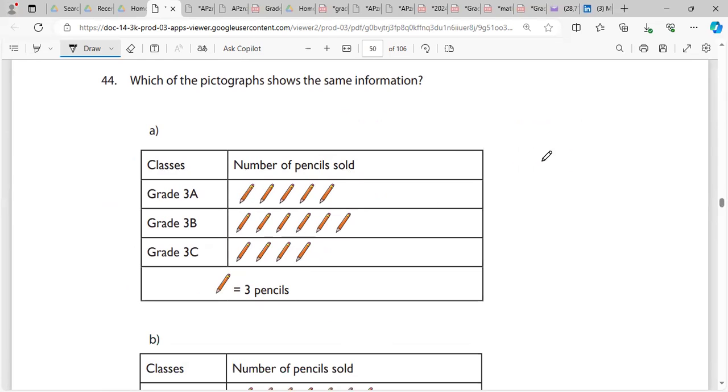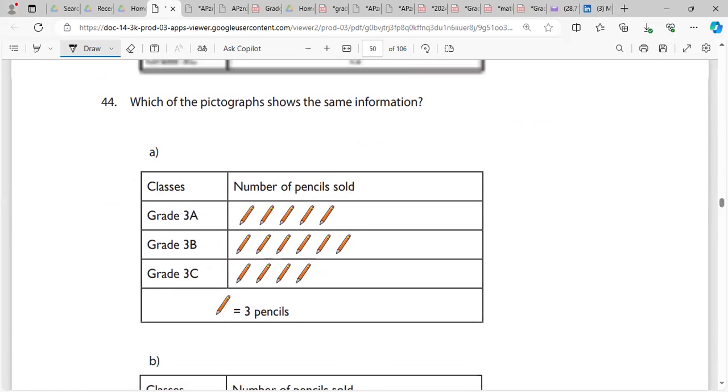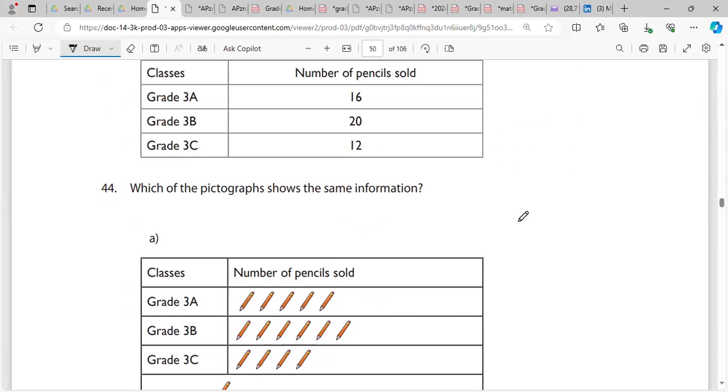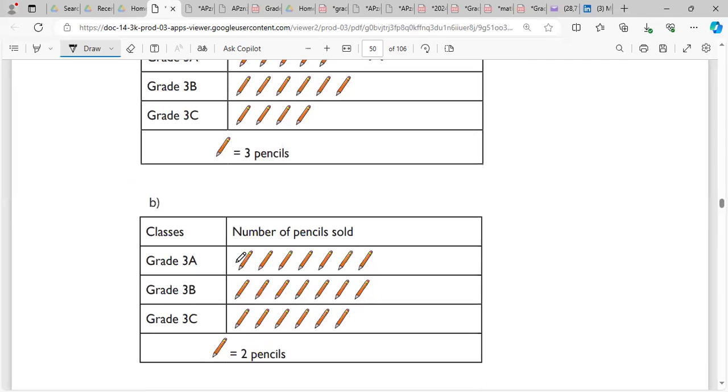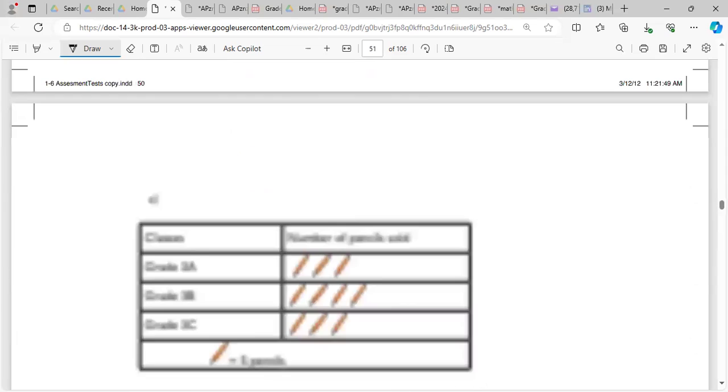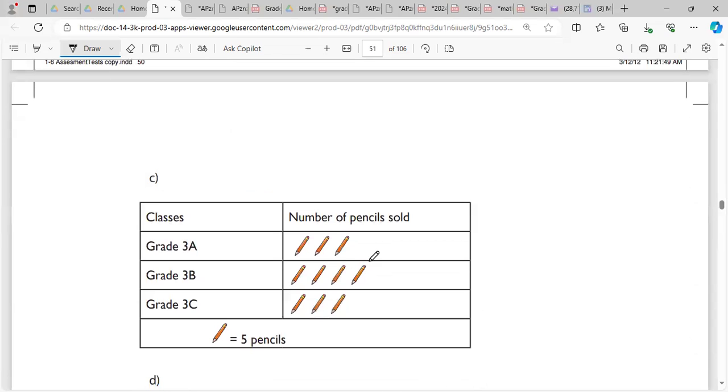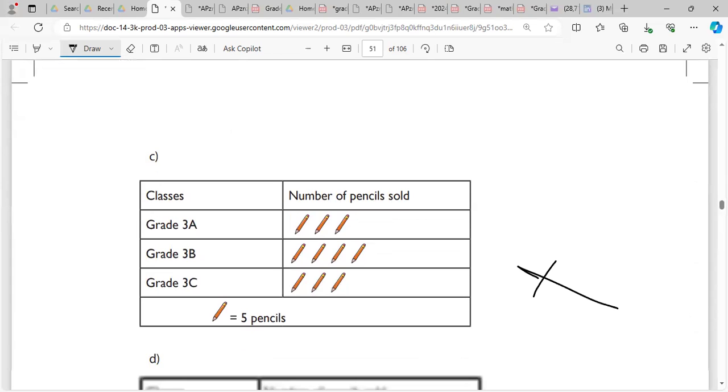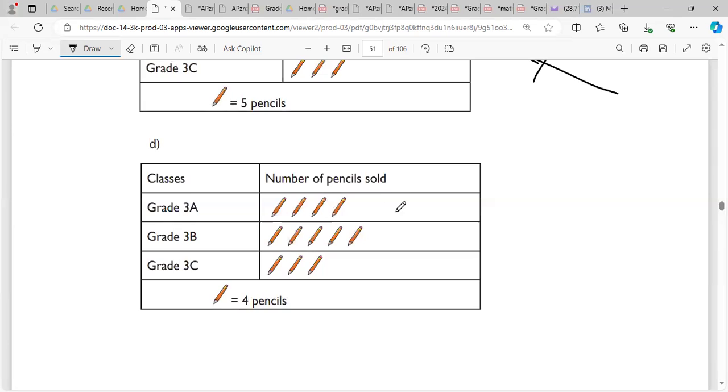Let me just check 3A first. If 3A is correct, we check the other one. 3A is supposed to have 16, so it couldn't be this. The key is 3. The key is 2: 2, 4, 6, 8, 10, 12, 14. It can't be this. It's supposed to be 16. 5, 10, that's 15, so it can't be this. It has to be the last one. Let's check the last one. The key is 4. Yeah, this is 16.